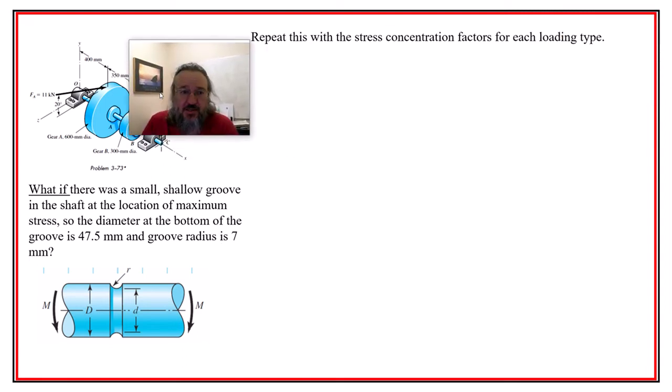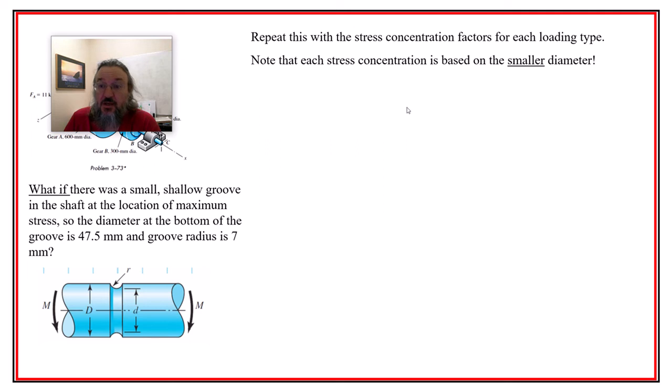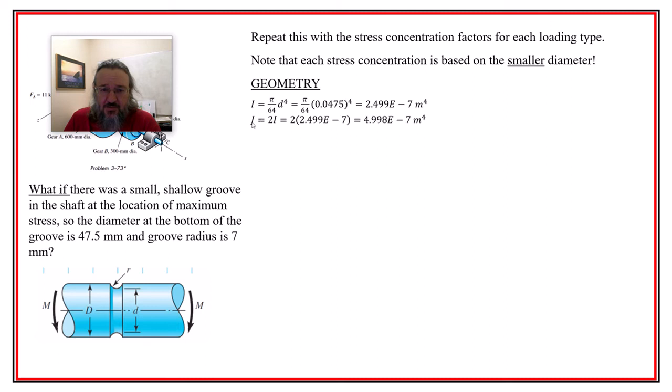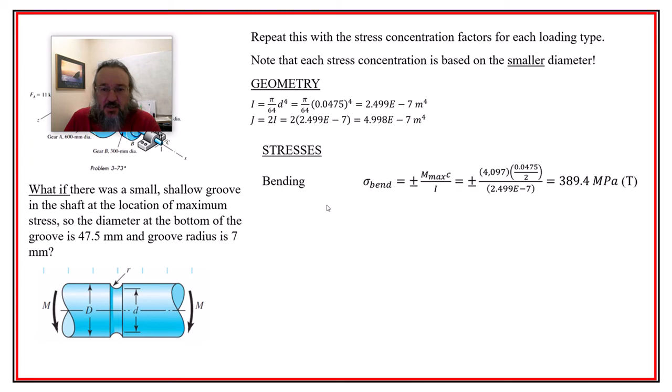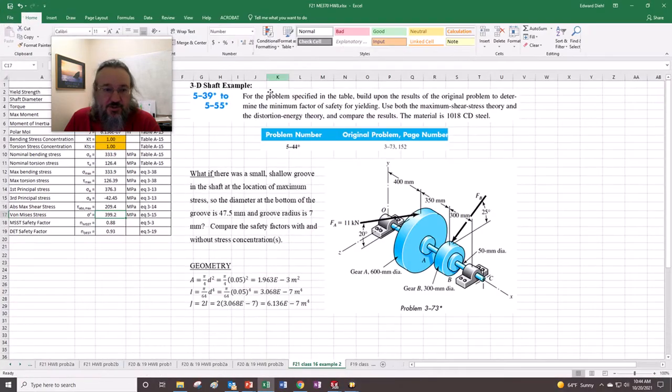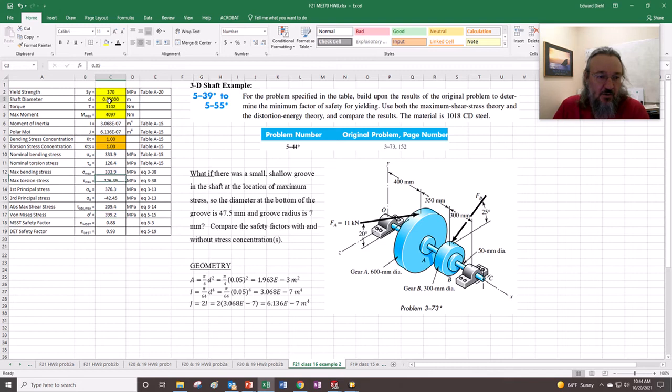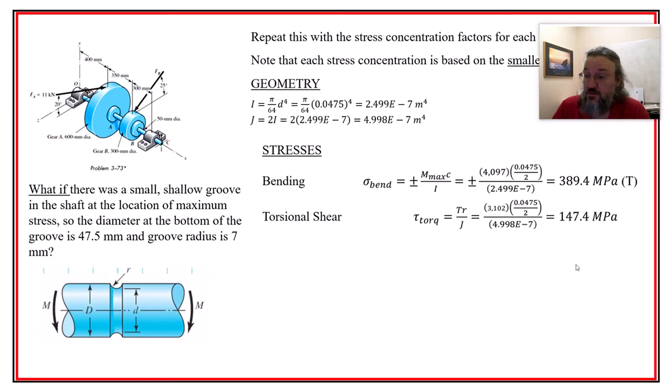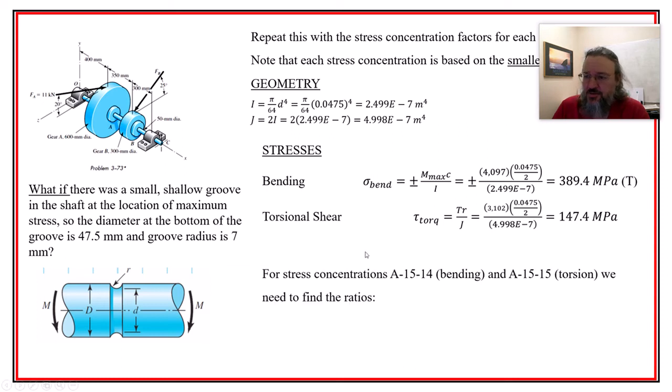So I'm going to repeat this with the different loading types here. Notice that this is a smaller diameter, so I have to get a different moment of inertia and polar moment of inertia, right? So you use 47.5 instead. And the stresses, so we have a different nominal stress than we had before, right? So if I go to my spreadsheet right here, I take 0.0475, boom. And you can see here are the stresses, 389 and 147. There you go. Woo, I got it right. It's almost as if I used the spreadsheet.